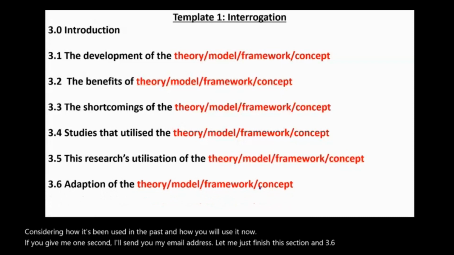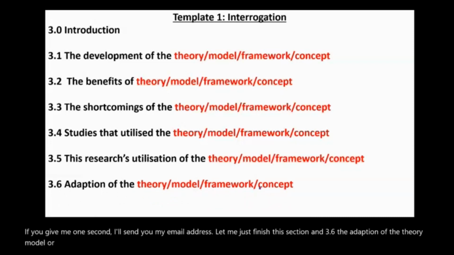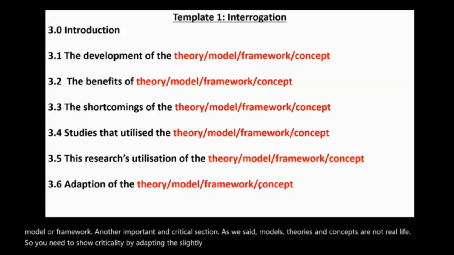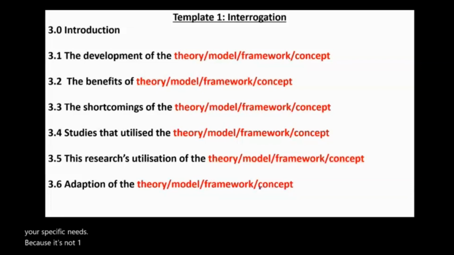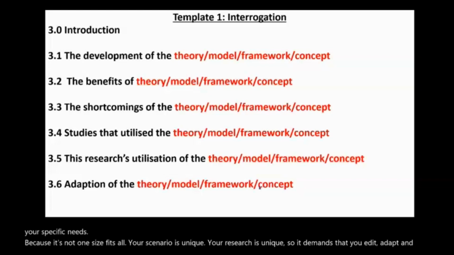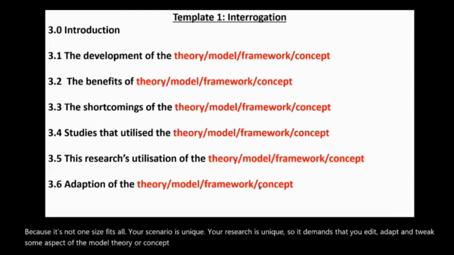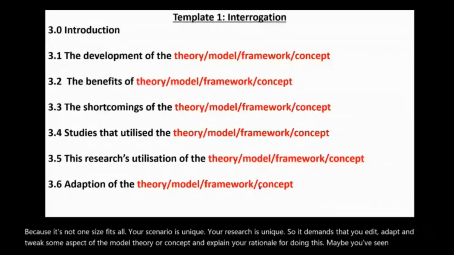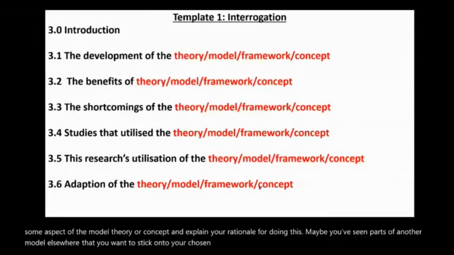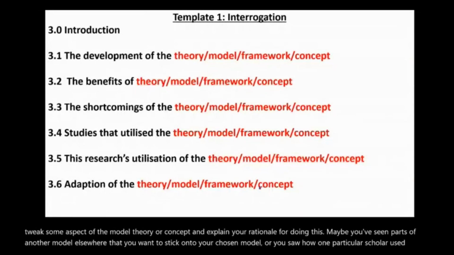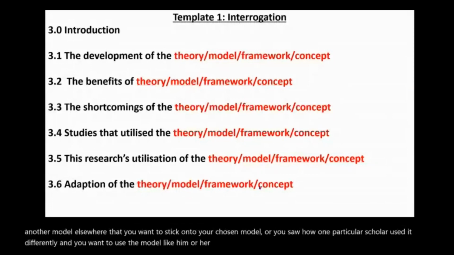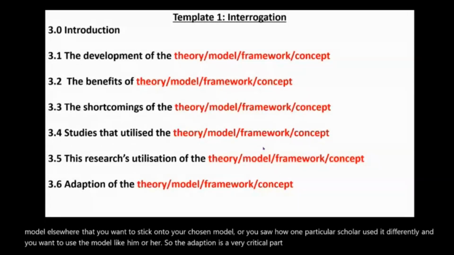And 3.6, the adaptation of the theory, model, or framework, another important and critical section. As we said, models, theories, and concepts are not real life. So you need to show criticality by adapting and slightly changing and tweaking your chosen model, theory, or concept to suit your specific needs. Because it's not one size fits all. Your scenario is unique. Your research is unique. So it demands that you edit, adapt, and tweak some aspect of the model, theory, or concept and explain your rationale for doing this. Maybe you've seen parts of another model elsewhere that you want to stick onto your chosen model, or you saw how one particular scholar used it differently and you want to use the model like him or her. So the adaptation is a very critical part of your literature review.